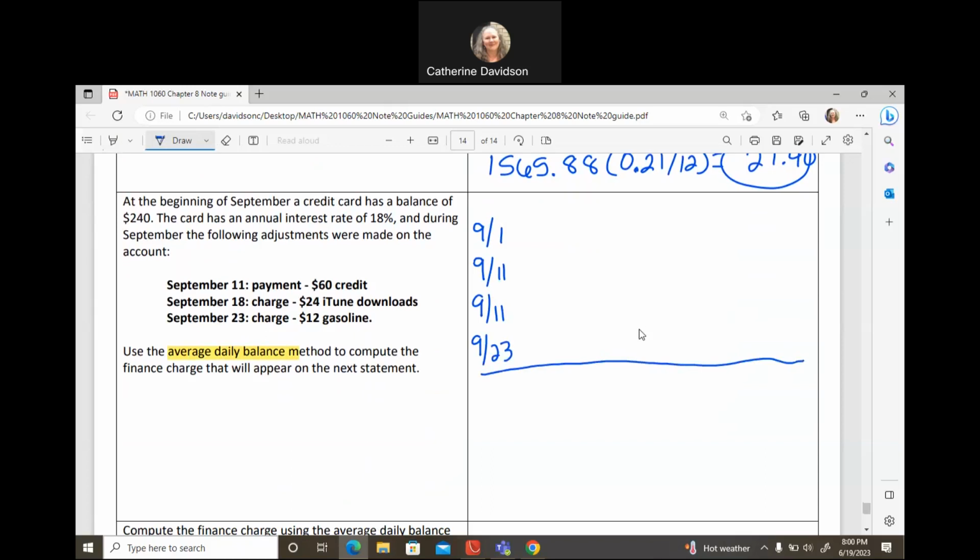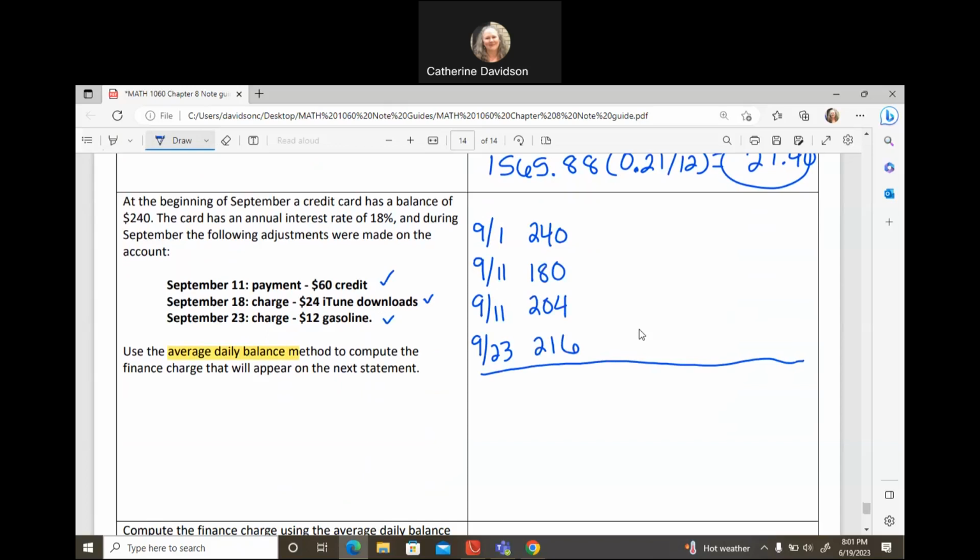All right, at the beginning of the month, you have a balance of $240. Now, on September 11th, there's a $60 credit. A credit decreases your balance. A credit is like a payment, or a return would also be considered a credit. All right, so we're going to subtract 60 from 240. It's going to decrease our balance to 180. Then you charge $24 for an iTunes download, so that's going to increase our balance. And then you charge $12 for gasoline, which will also increase our balance.